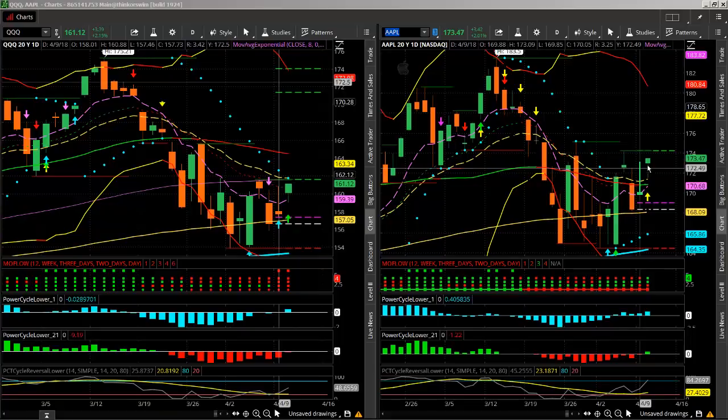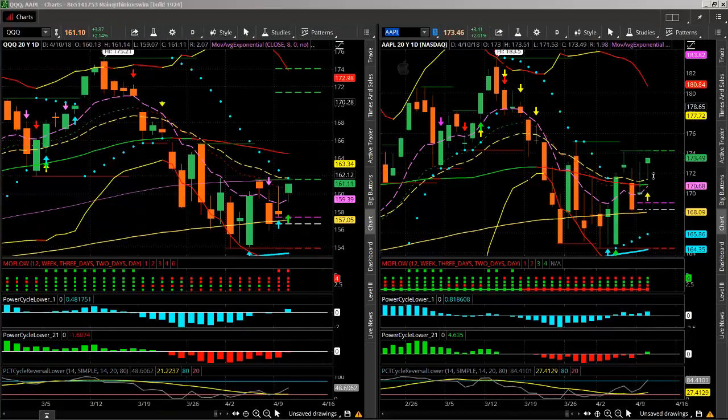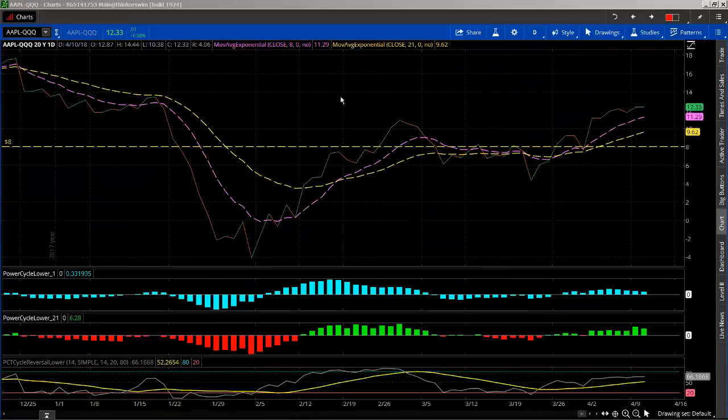So you'd buy 100 shares of Apple right here. So you pay, say, $173.49, and then you'd sell 100 shares of QQQ at $161.10. So you'll have a spread between the two, and that's what you're going to trade. So that current spread is Apple trading at $12.30 per one share over QQQ.